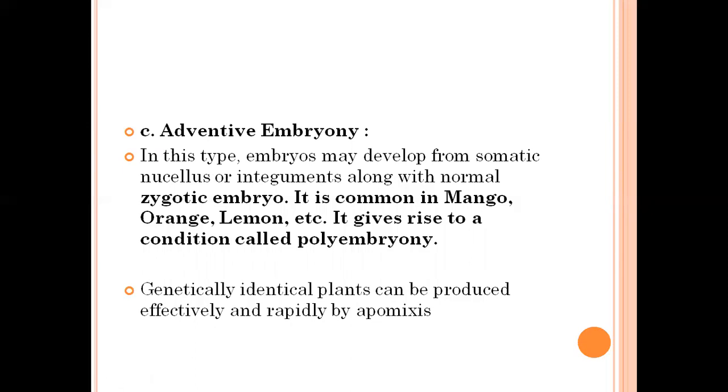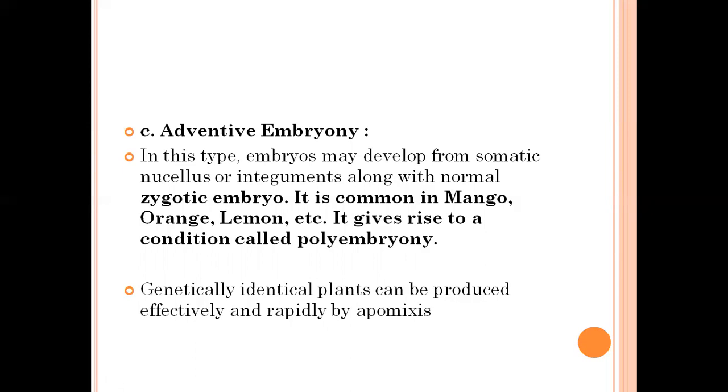Adventive embryony. In this type, embryos may develop from somatic nucellus or integuments along with the normal zygotic embryo. It is common in mango, orange, lemon, etc. This gives rise to a condition called polyembryony. Here embryos may develop from somatic nucellus.